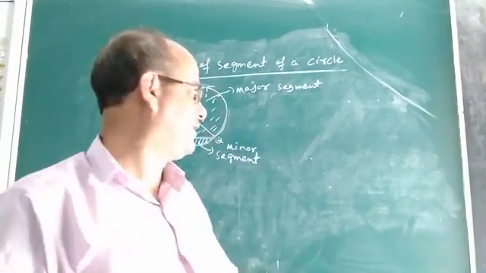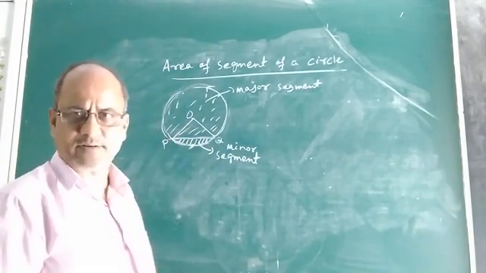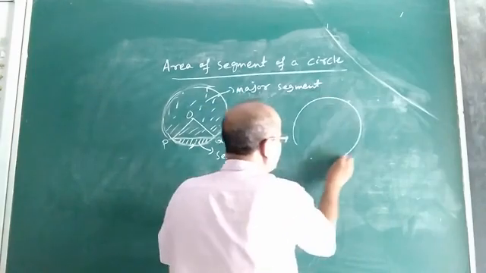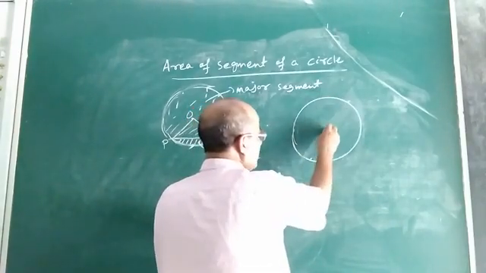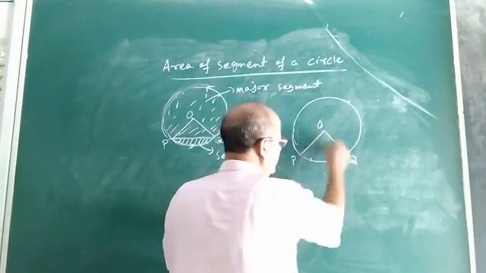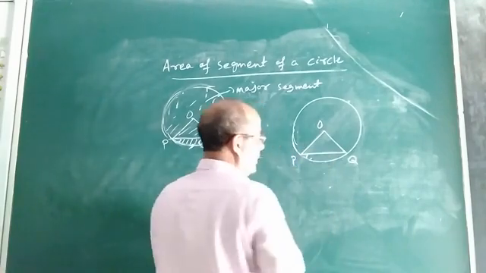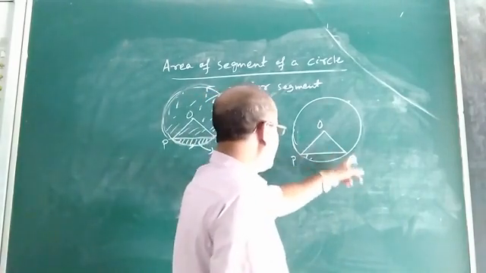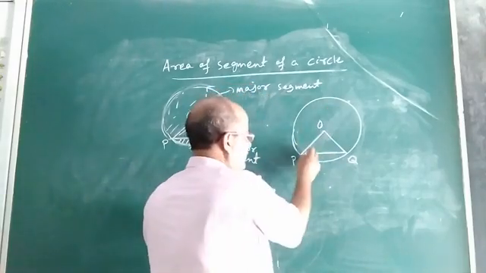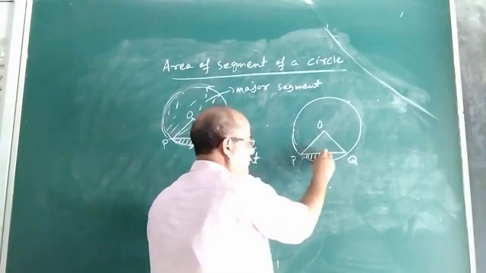Okay. Now the point is how can we find the area of this minor segment? See children, in order to find the area of this minor segment, suppose I am drawing the figure once again. Look at the center. Suppose this is O, and OP and OQ are the two radii. Now let us join the two endpoints, P and Q, the two points which lie on the circle. You will get a chord. Now this portion is the minor segment.